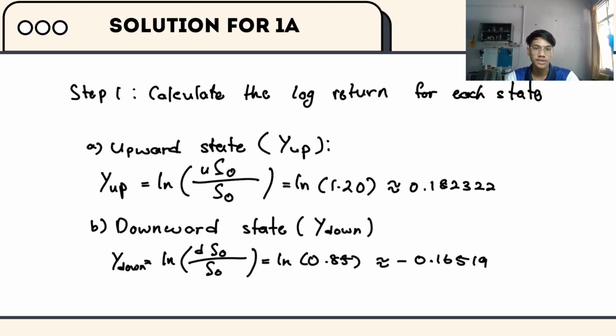For the upward state, Y up is equal to natural log of U S0 over S0, and it is equal to natural log 1.20, and we will get an estimated value of around 0.182322. For the downward state, we use the same formula, and we will get an estimated value of around negative 0.16519.